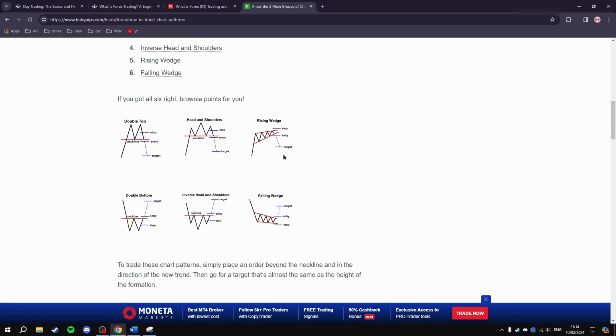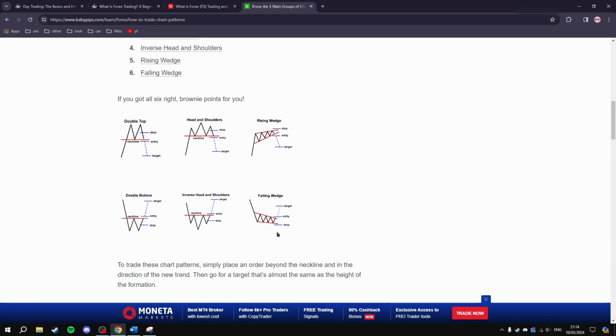With the rising wedge, the trend is going to come out downwards at the end of it, so you place your entry order below whatever that line is there, place a stop order above whatever the top line is, and set your profit target pretty much the same length as that length there.